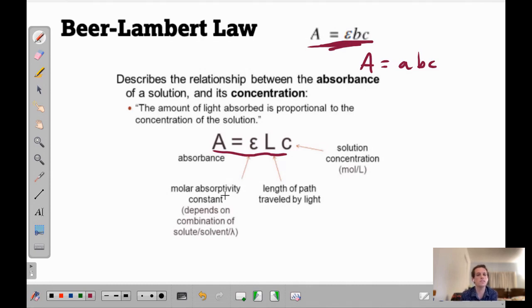So it's usually going to be based on how absorptive the substance is of this specific light. And then L is the length of path traveled by the light, and C is the concentration in molarity. Now, this is all based on a specific frequency or wavelength of light that you determined before. I'm not going to get into how you choose which wavelength of light you want to use and what the intensity is and those kinds of things. But this is the general equation you're going to use for the Beer-Lambert law.